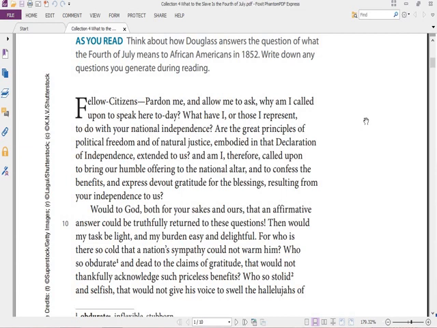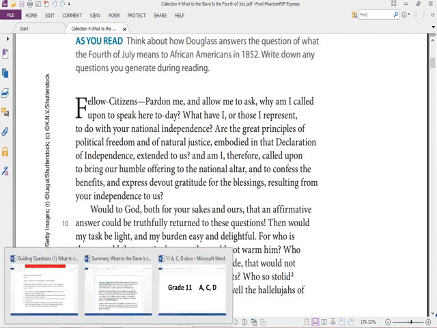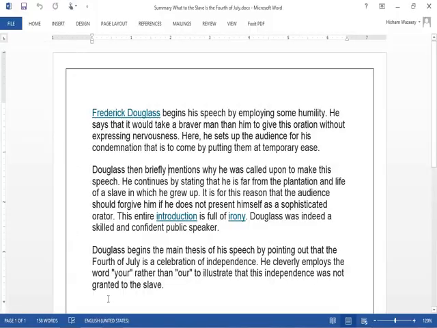He doesn't say with our national independence. He said with your national independence, which means that there was a division in society. He uses we and you. "Are the great principles of political freedom and of natural justice embodied in that Declaration of Independence extended to us? Do we feel that independence? Do we get the benefit of that independence?" These are very important lines which can help us understand what he was speaking about.